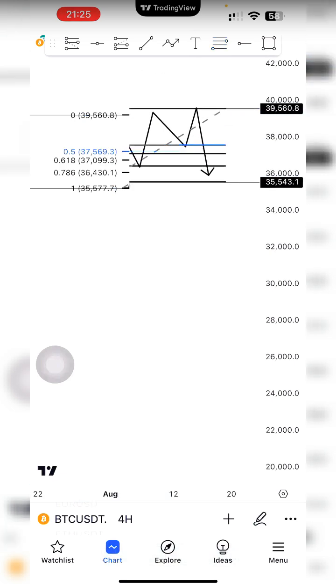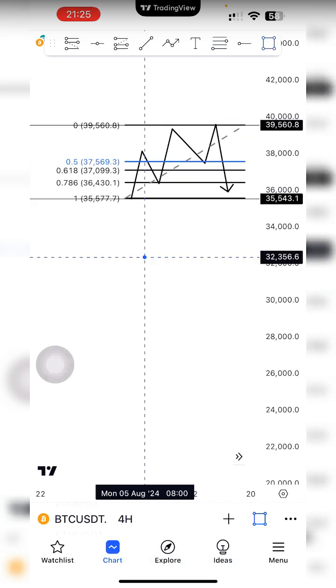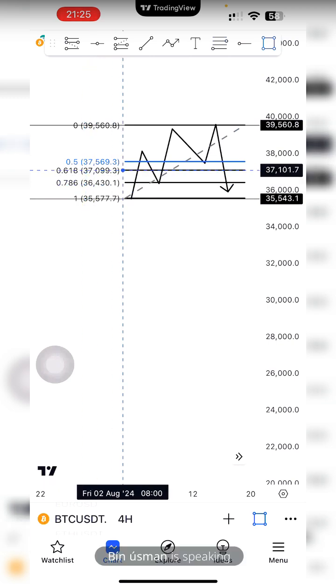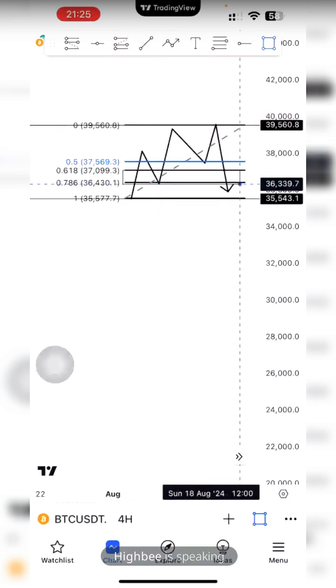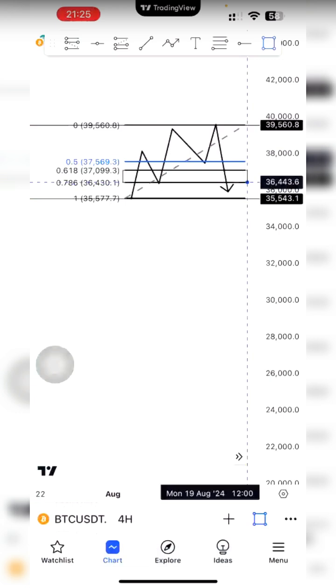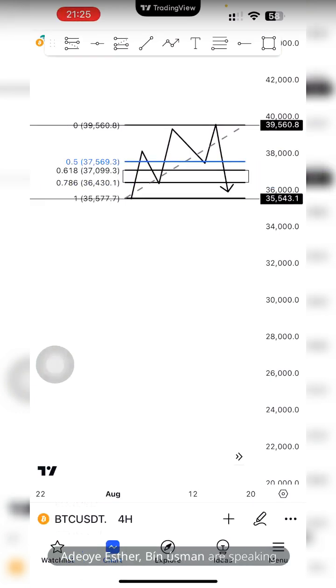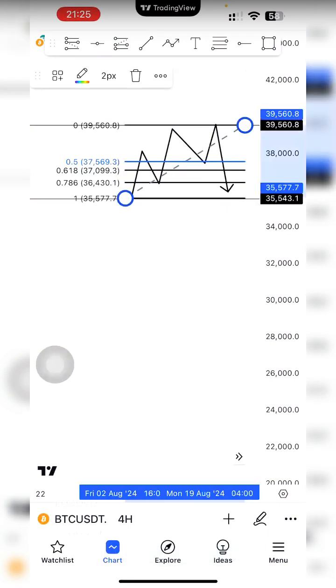Then where will I place my rectangle from? I will trace from 0.618 and place my entry. Then my stop loss will be a little bit below the 0.7, 0.786. Thank you very much. You guys are doing well.